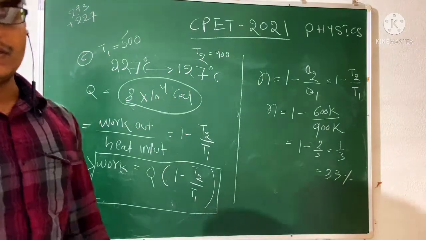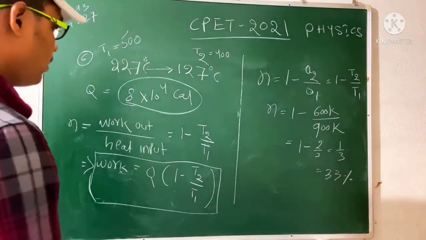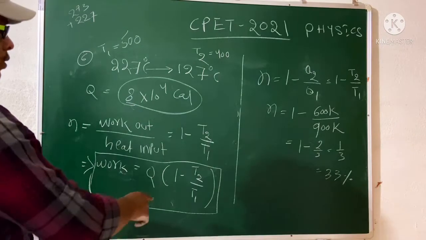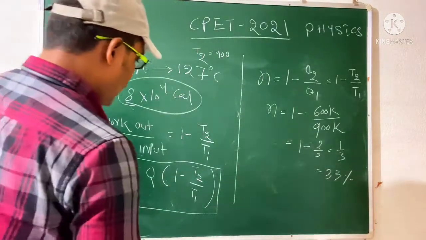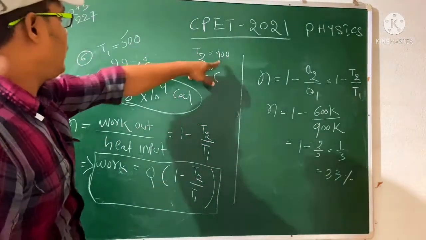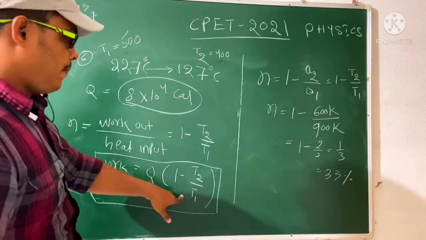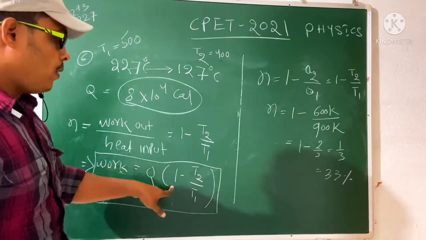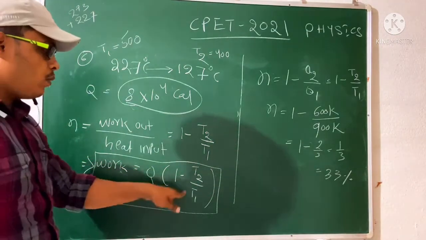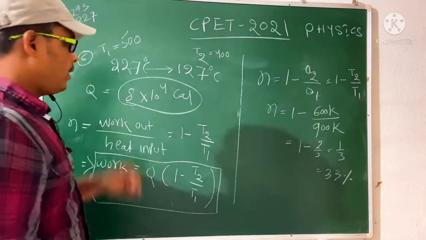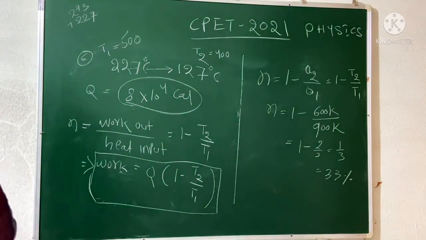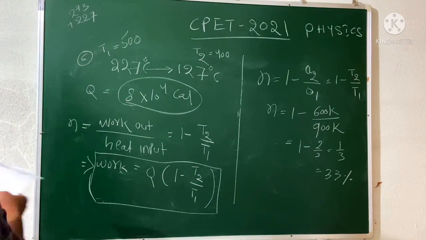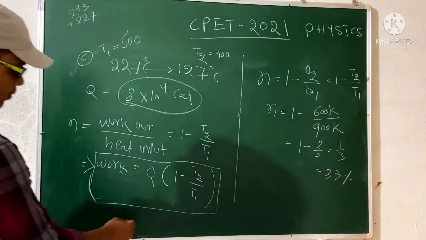In thermodynamics we use Kelvin as our SI unit. So just substitute here and you will find your answer. T2 is 400 and T1 is 500, so that is 4 by 5. 1 minus 4 by 5 gives 1 by 5. 1 by 5 into 8, and I'm just taking the answer. So this is option D, your answer is option D.